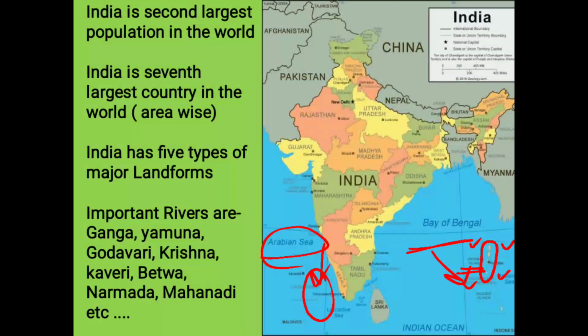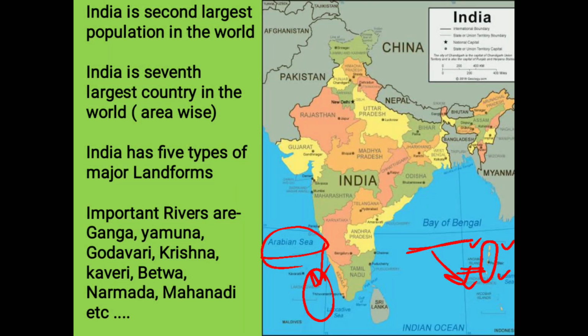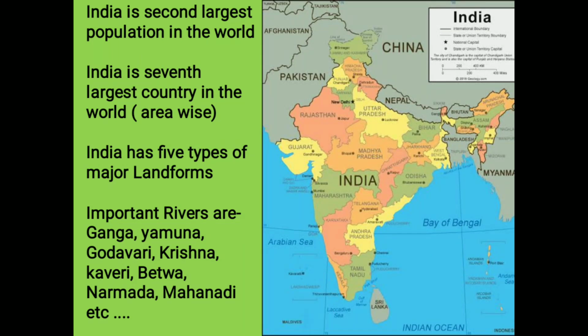So what we read in this major topic, let's study again. India has the second largest population. India is the 7th largest country in the world area wise. India has 5 types of major landform. What are the important rivers? Ganga, Yamuna, Godavari, Krishna, Brahmaputra, Betwa, Narmada, Mahanadi, Tapi, etc.